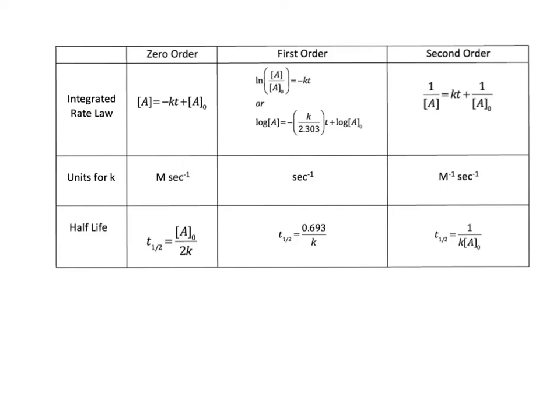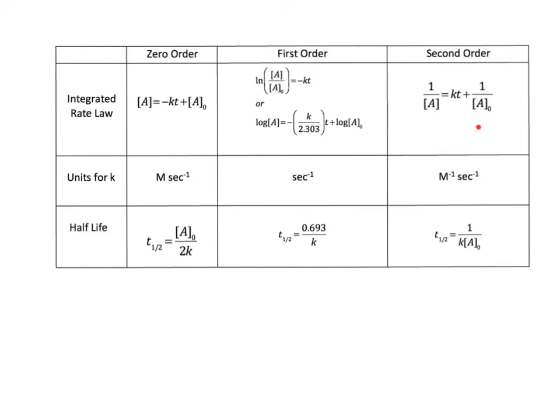So here's the integrated equation for zero order. This is the integrated equation for first order, and if you take e to both sides and then use the relationship between natural log and log, this is the equation for first order. That's the integrated equation as well, but you would use this for graphing. And then this one you just solve problems the way I showed you in the last video.